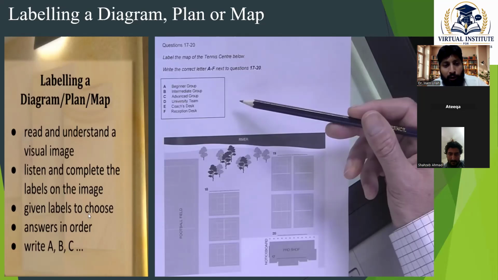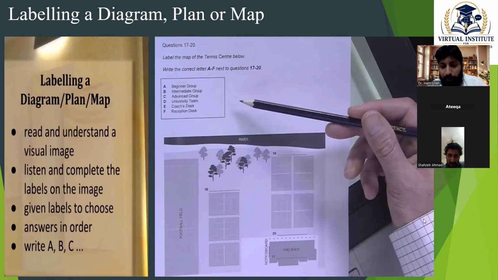Given labels to choose, there are some given labels, so you need to choose those labels and answer in order, right? For example, ABC. So there is option A. For example, option A goes to question number 17. Then there is option B. Option B, for example, goes to question number 20, right? So this is how you answer.